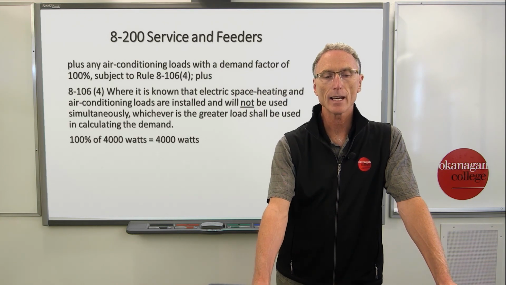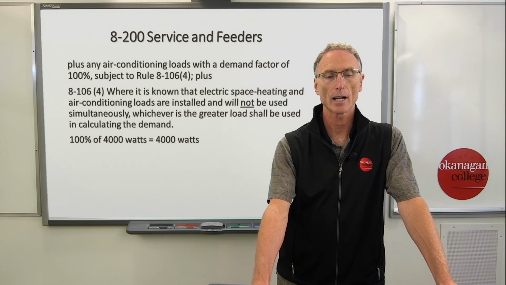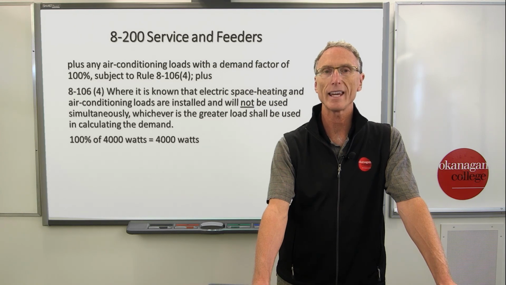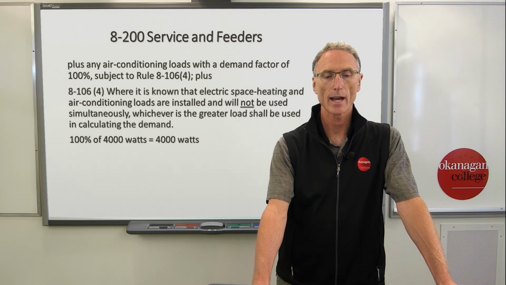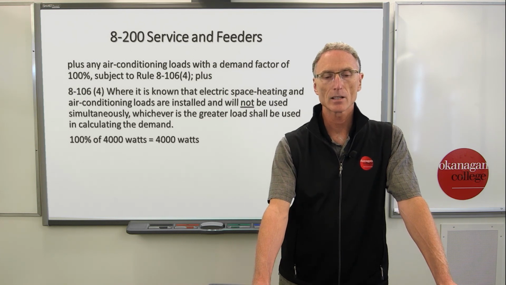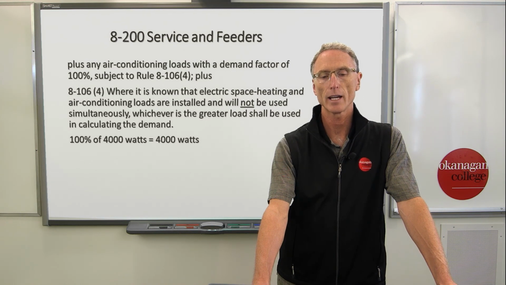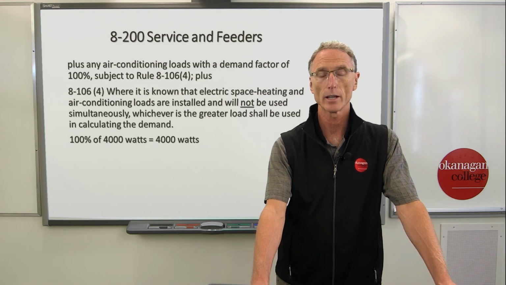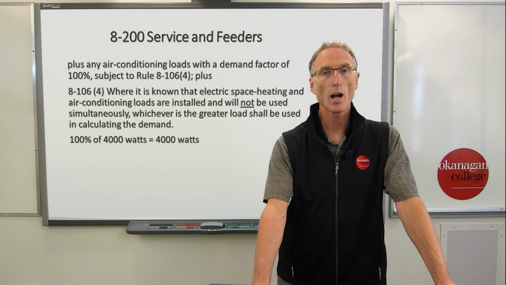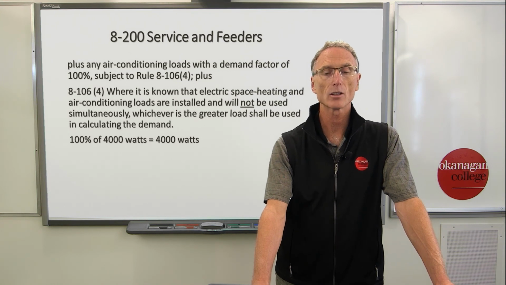And it says plus any air conditioning loads with a demand factor of 100% subject to Rule 8.106 sub-rule 4. So now let's go to that rule and have a look at it. It says where it is known that electric space heating and air conditioning loads are installed and will not be used simultaneously, whichever is the greater load shall be used in calculating the demand. So we know one could be on at one time or another. So if they're not used at the same time, we're going to take the greatest load.